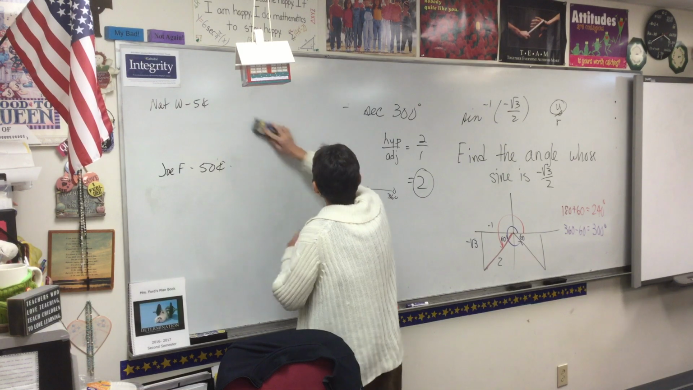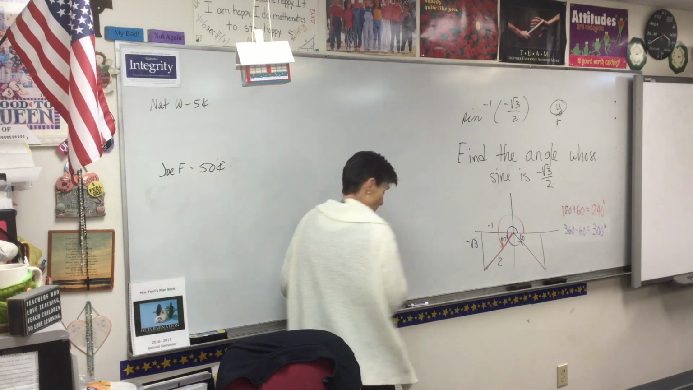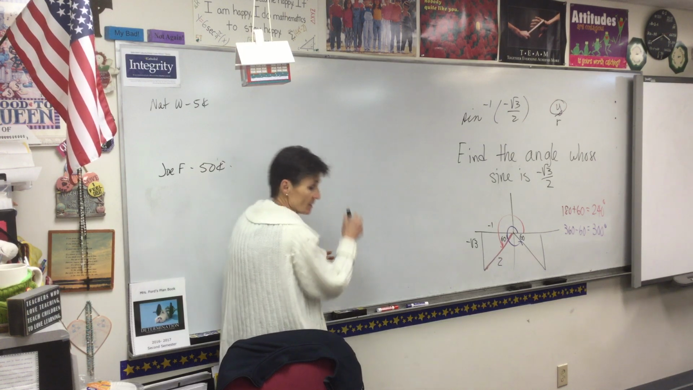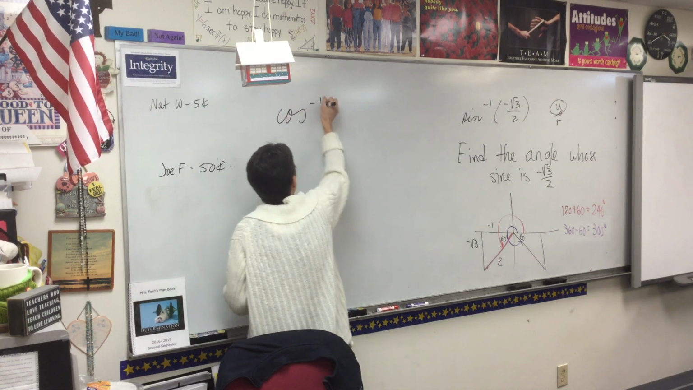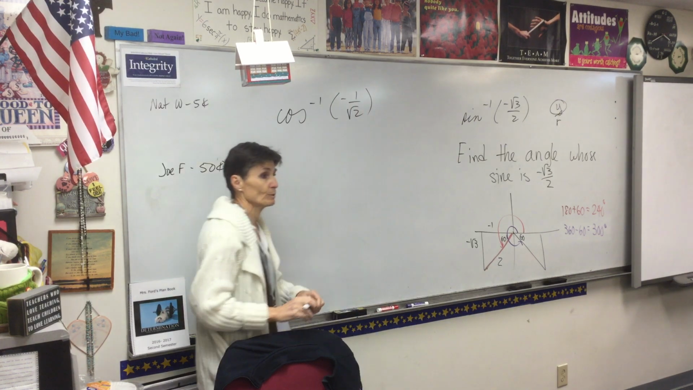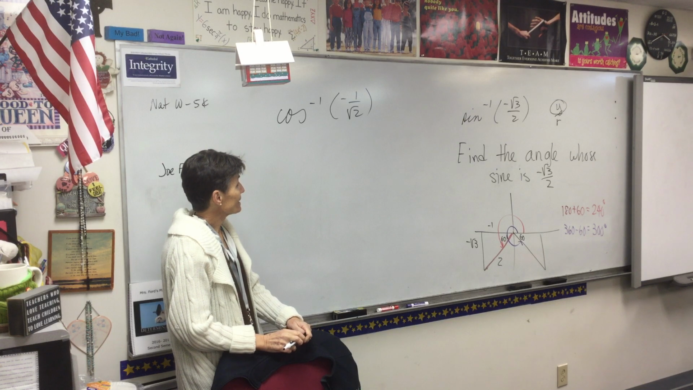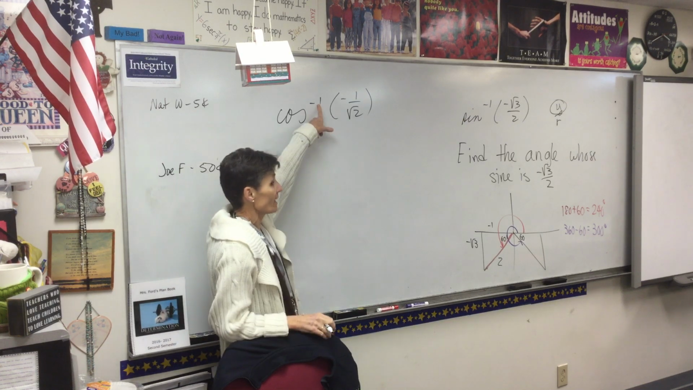The test only has one of these on it. There's 2 on the practice, so we're going to practice a little extra here. Find the angle whose cosine is negative 1 over root 2. Again, we are finding an angle. This means find an angle.